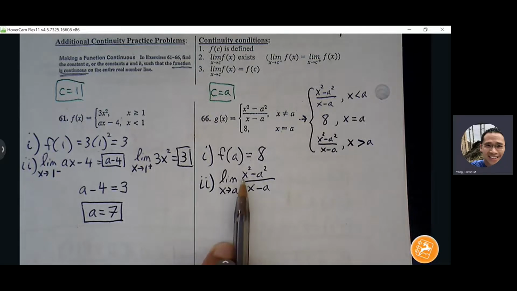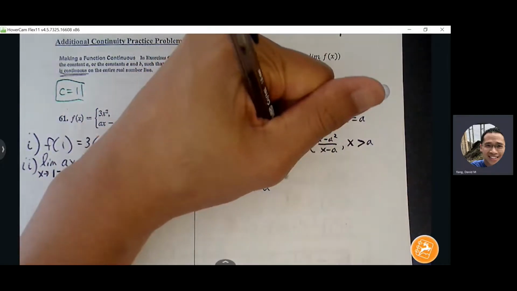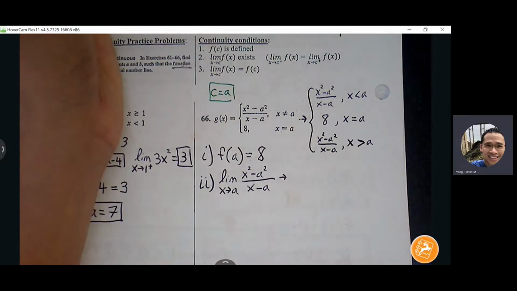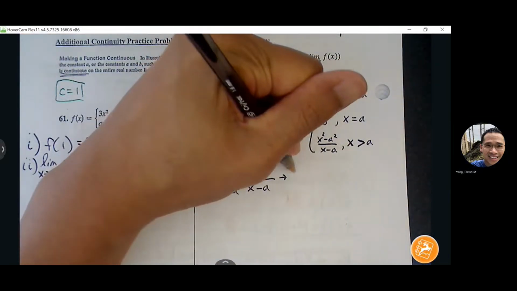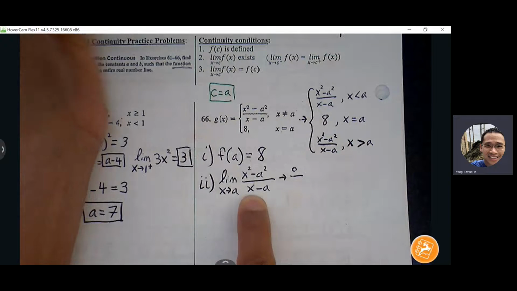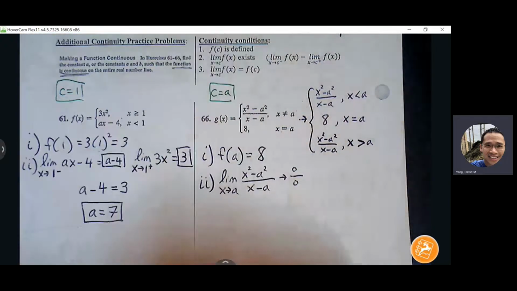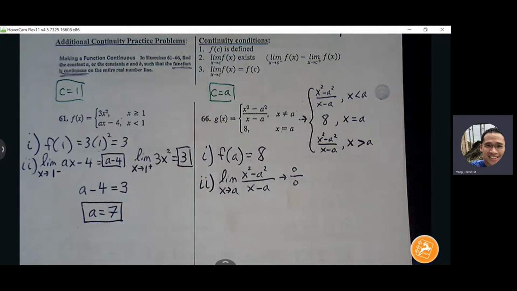Okay, so a goes in for x squared. What does that get us? A squared minus a squared is 0. Denominator 0. So we know there's a hole. We know there's more work to be done. We know we can remove factors, and we know that we should be able to get down to something other than 0 over 0.